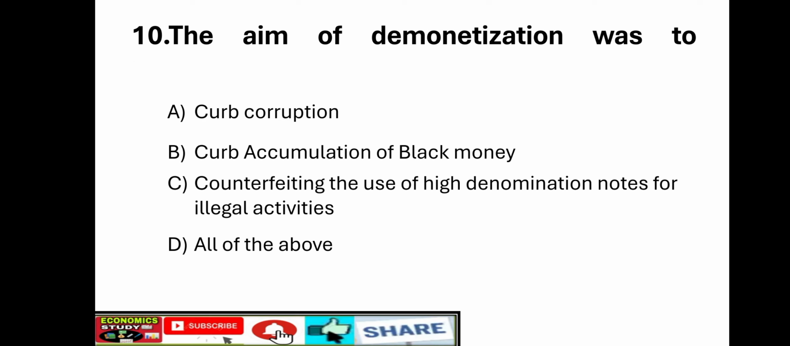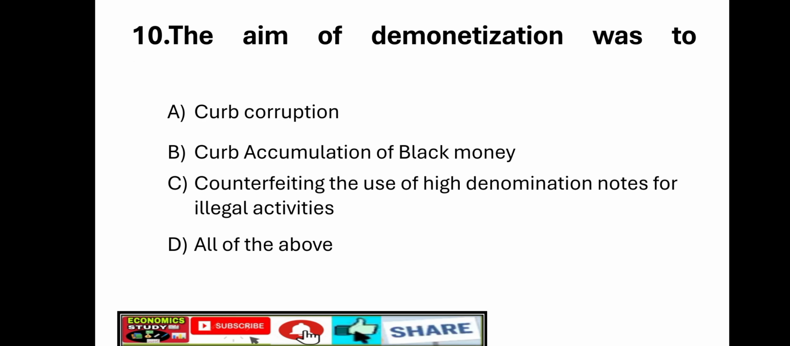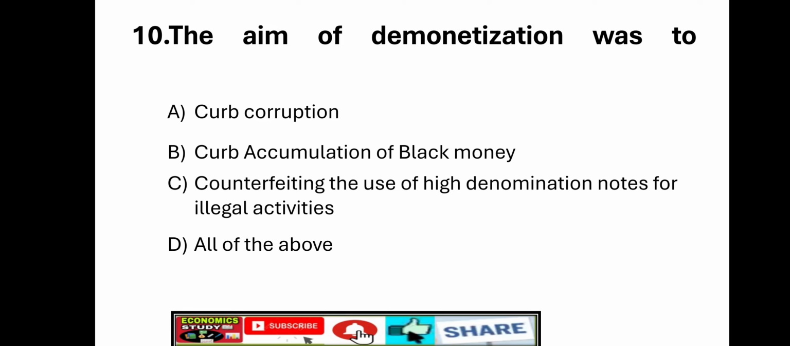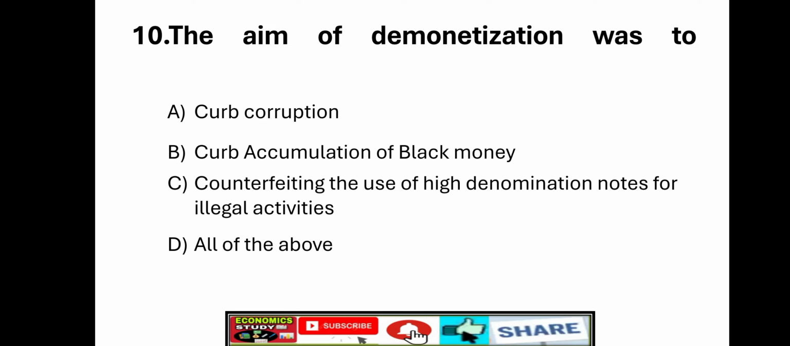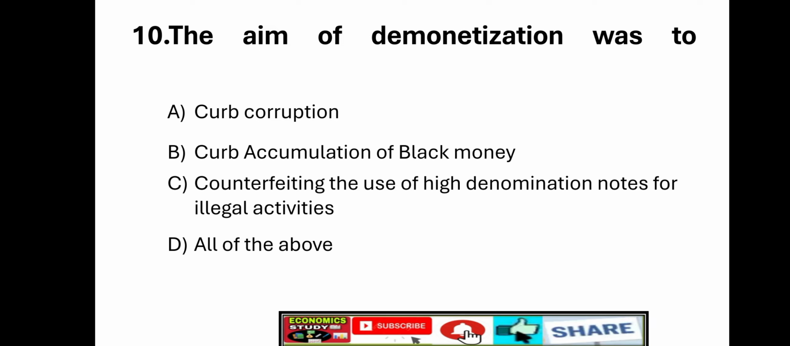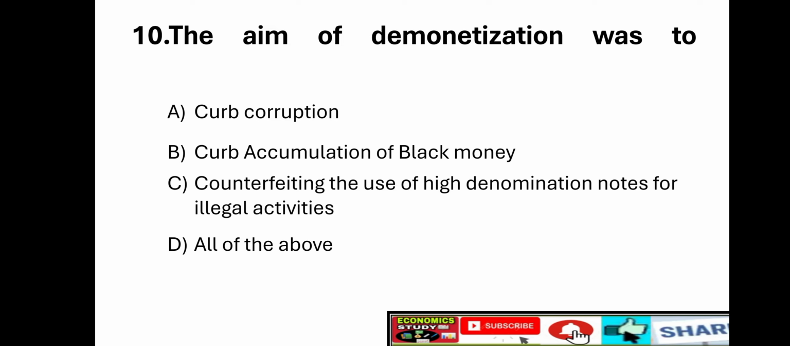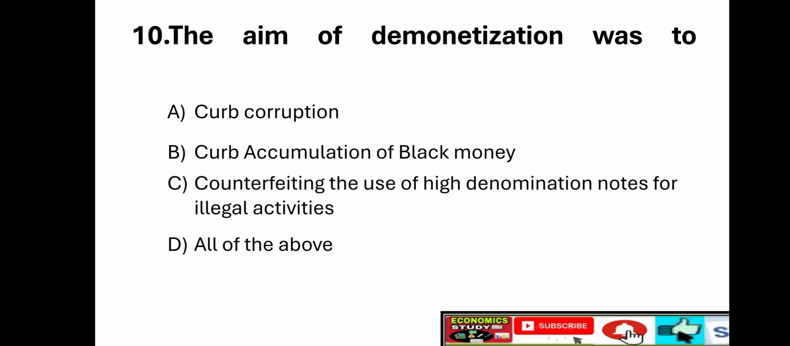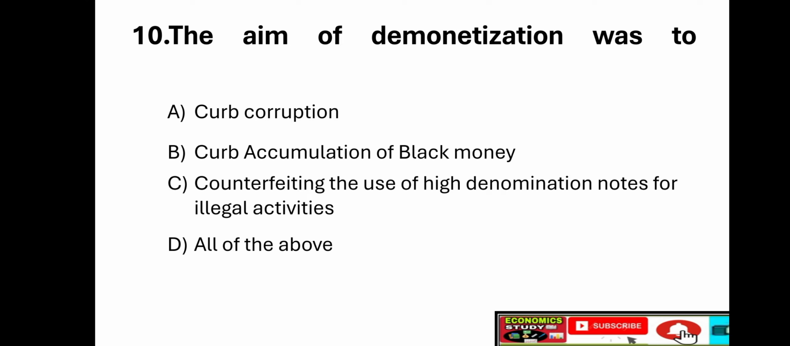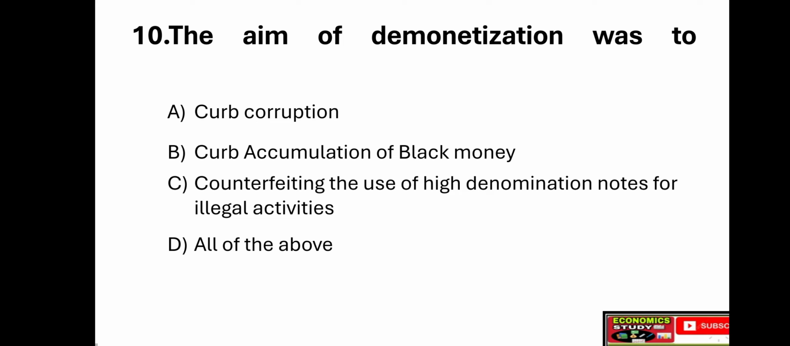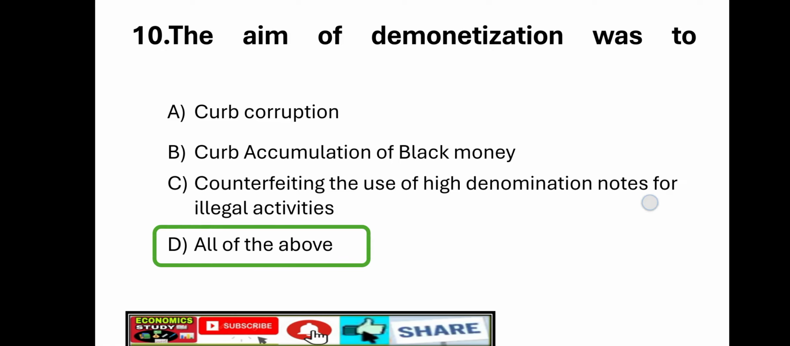Next question, 10th question, last question. The aim of demonetization was to? Option A, curb corruption. Option B, curb accumulation of black money. Option C, counter the use of high denomination notes for illegal activities. Option D, all of the above. Right answer is all of the above.